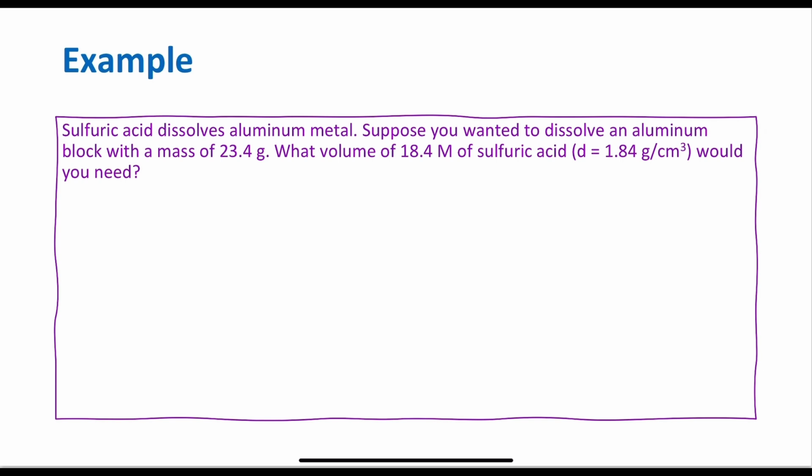What's next? Sulfuric acid dissolves aluminum metal. Suppose you want to dissolve an aluminum block with a mass of 23.4 grams. What volume of 18.4 molar sulfuric acid would you need? Density is 1.8 grams per centimeter cubed.